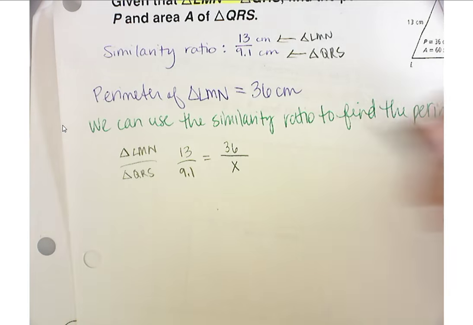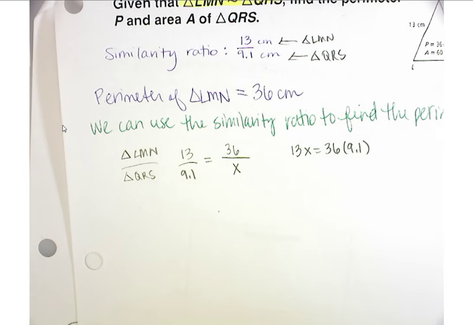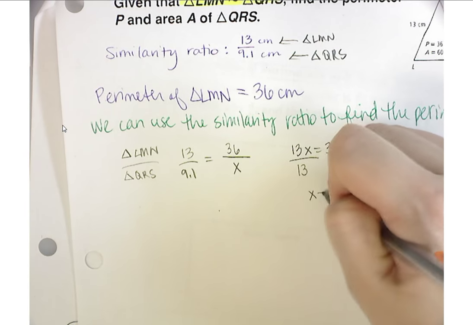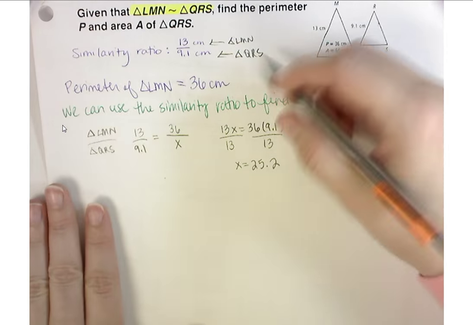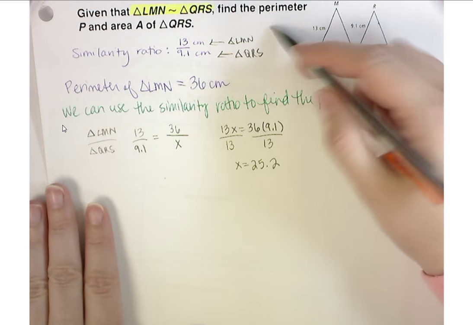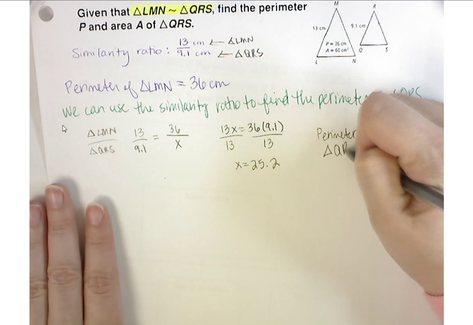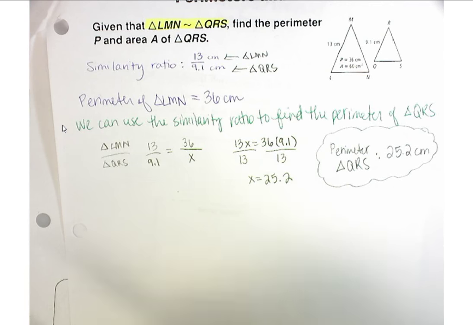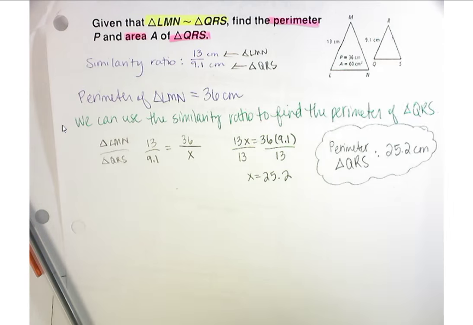And then, of course, we cross multiply to solve. So we'd have 13 times x equals 36 times 9.1. And then we would divide both sides by 13. And then you should get approximately 25.2. It says to find the perimeter of QRS, so that's 25.2 centimeters. Now what we have to do is find the what? Area. So we're finding the perimeter and we're finding the area. Find the perimeter and area of QRS.